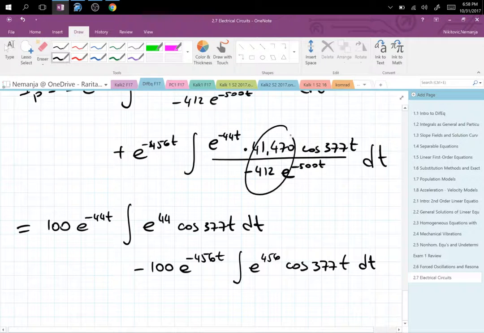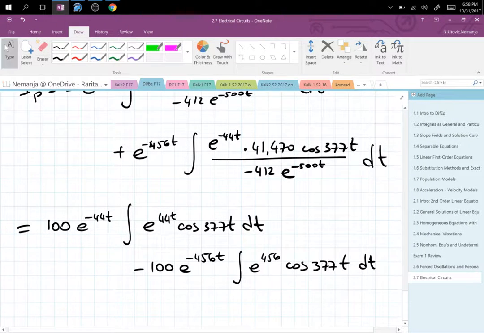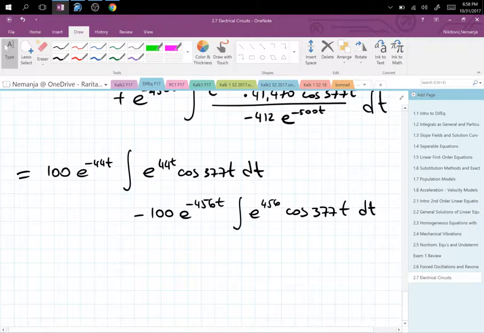Where do you find the 100? When I divide the numbers. Oh, okay. Where did the e to the negative 500t go? You combine the e's by subtracting their exponents. So that's why you got e to the negative 456. Yes. Makes sense now. Of course, it's math. I get what you're saying. This is actually easier than I thought.